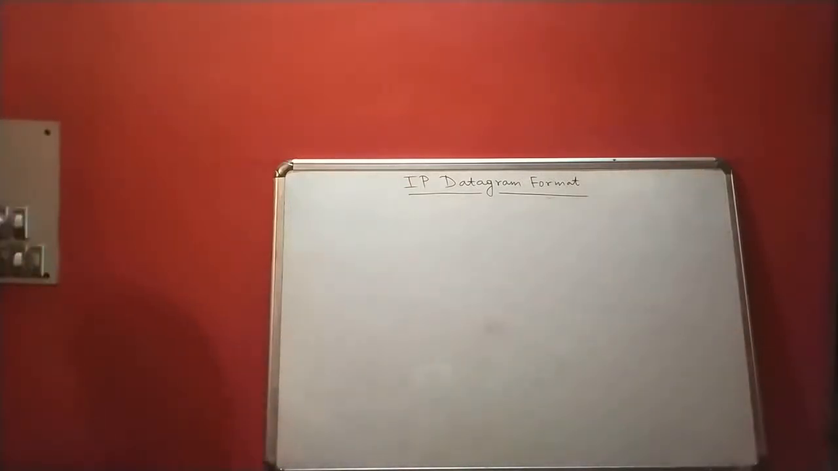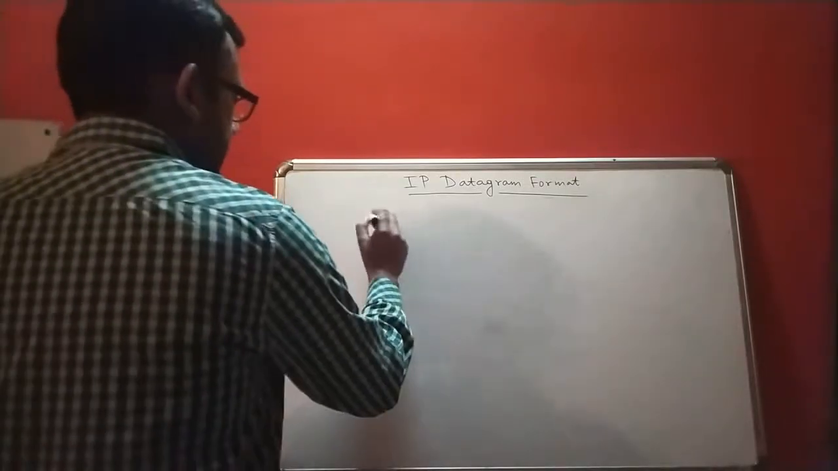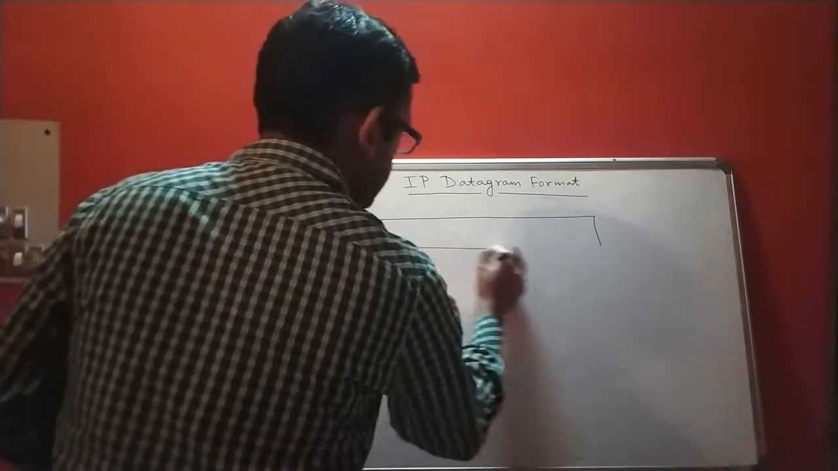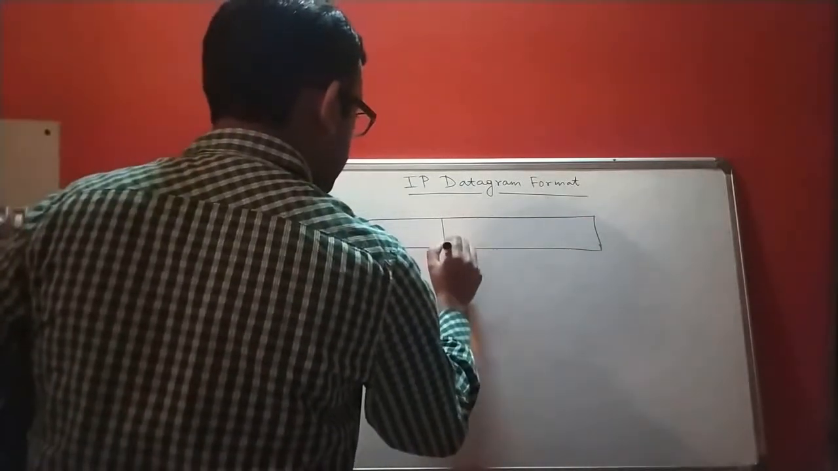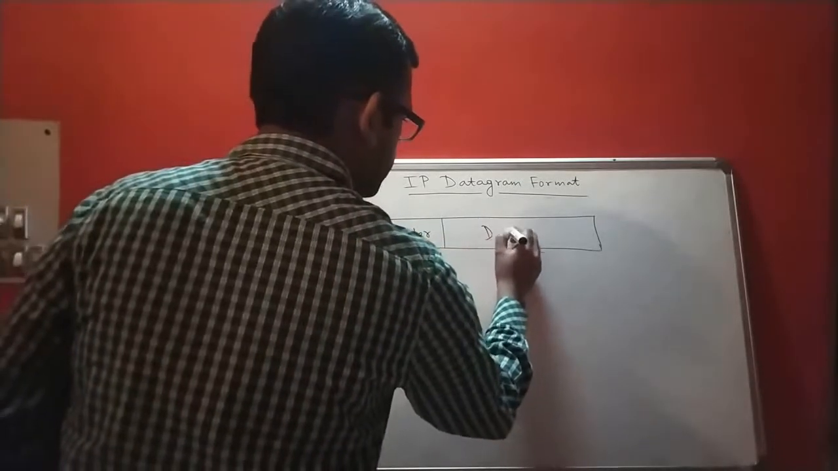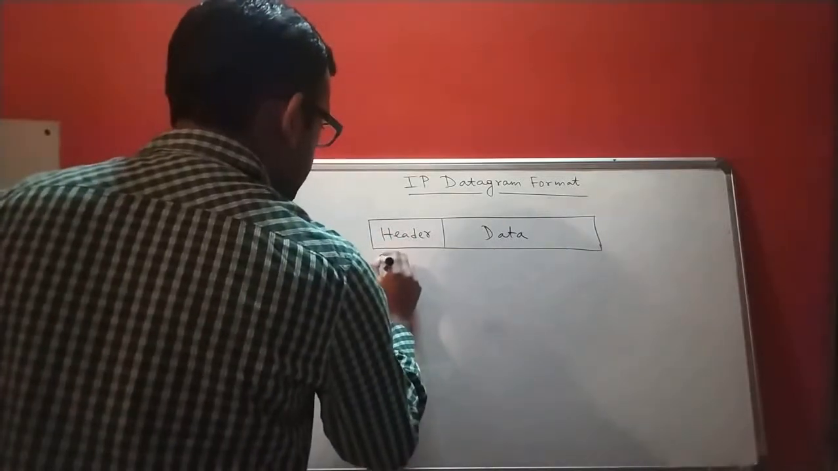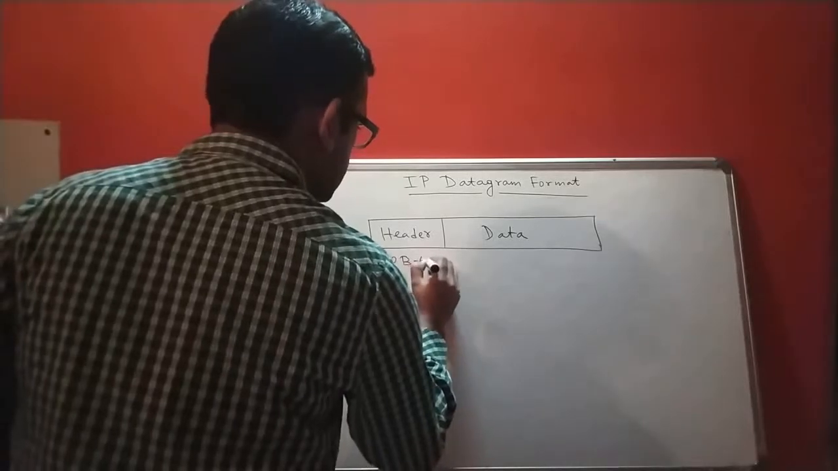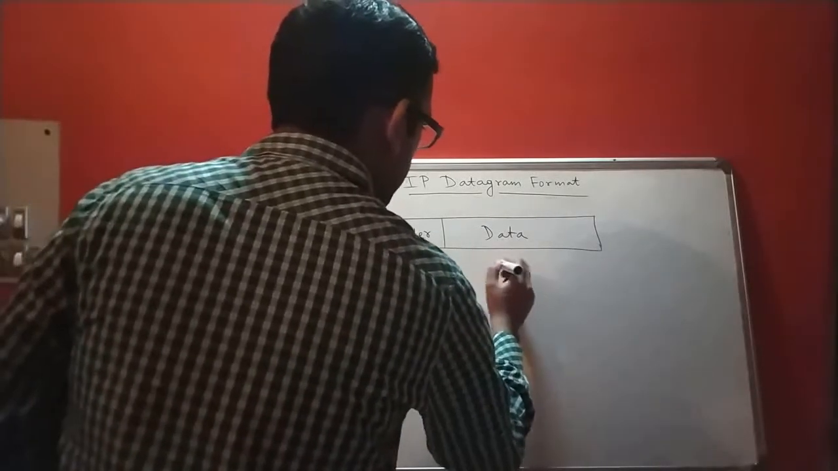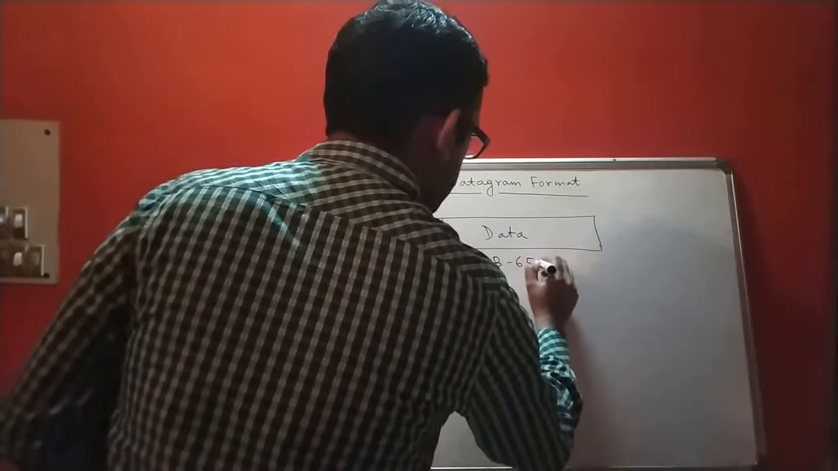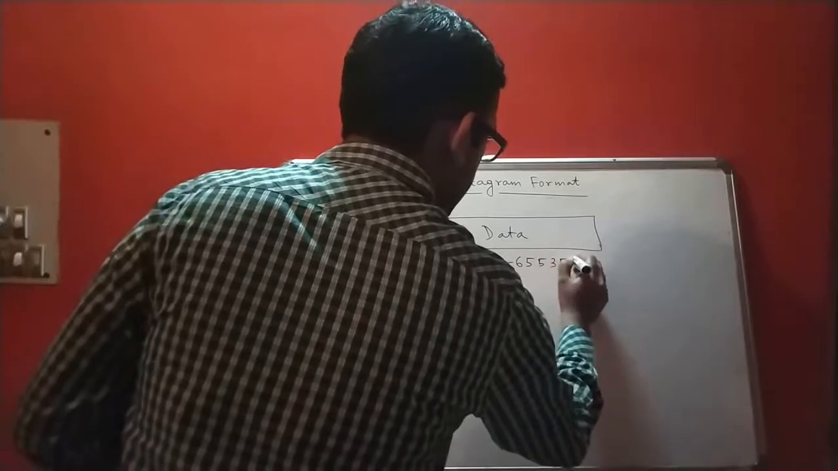Any IP packet consists of two parts, a header and a data. If you take any IP packet, it will consist of exactly two parts. The first part is the header and the next part is the data. The header may range from 20 bytes to 60 bytes, whereas the data may range from 20 bytes to 65,535 bytes.